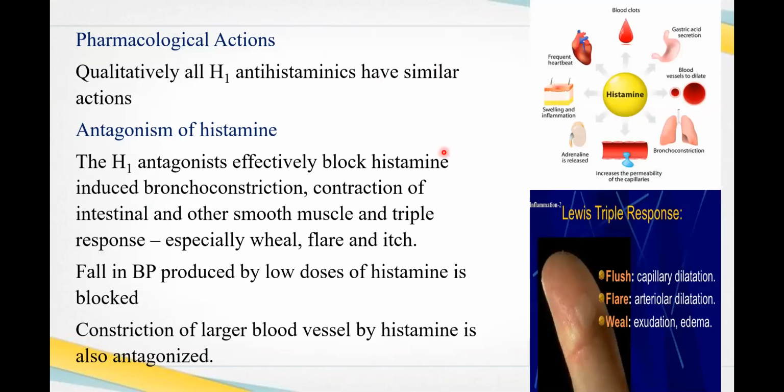So pharmacological actions. We have seen that histamine causes bronchoconstriction. So with antagonism of histamine, there will be bronchodilation. Then contraction of intestine and other smooth muscle, that will be dilatation. Everything that is caused by histamine will be antagonized, and the triple response also will go off. In larger blood vessels, histamine actually causes contraction, so this will be antagonized. There will be dilatation. So that is one action.